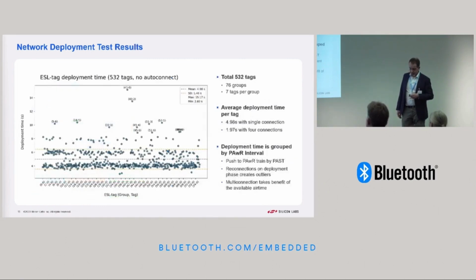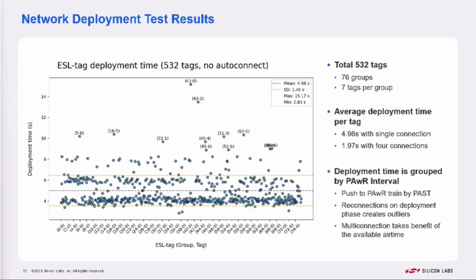If we look at the results, that's actually just raw results. What we have here in this case is 532 tags, 76 groups, and 7 tags per group. Let me read out the graph for you. That's the deployment time per tag, and then there's the tag grouping and tag number. In this case, we start from tag 0, that's where you get zeros here, but we have 74 groups on here.